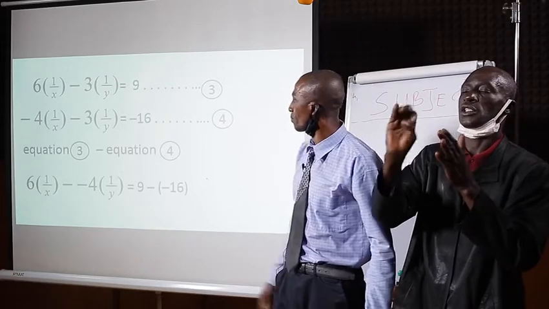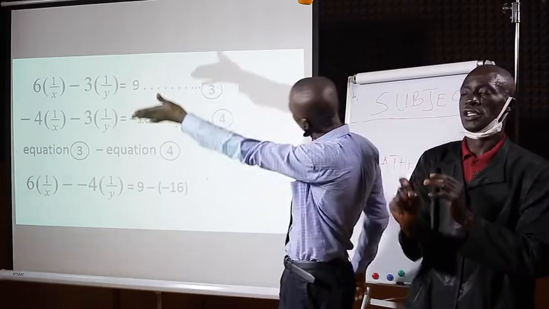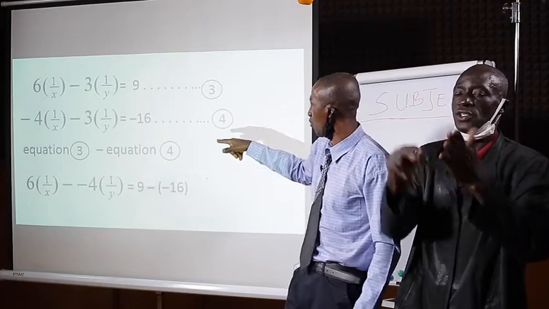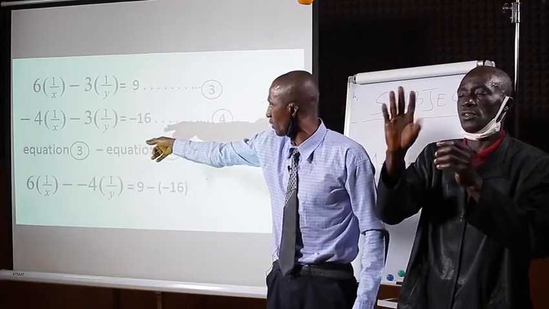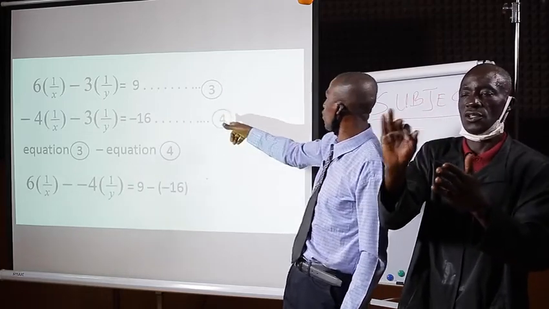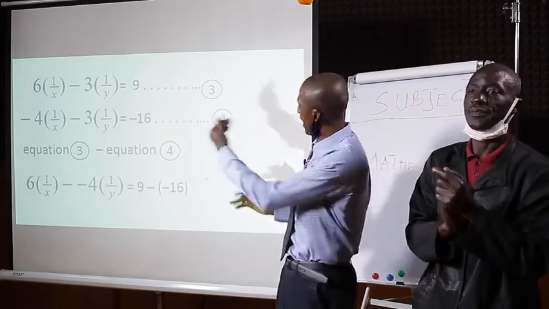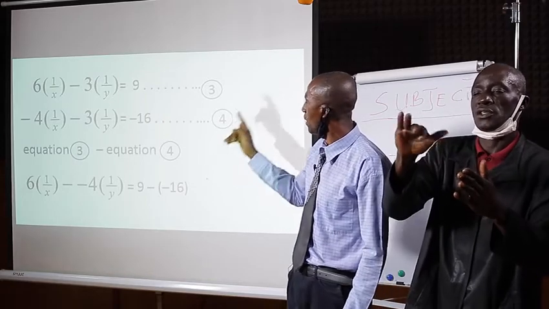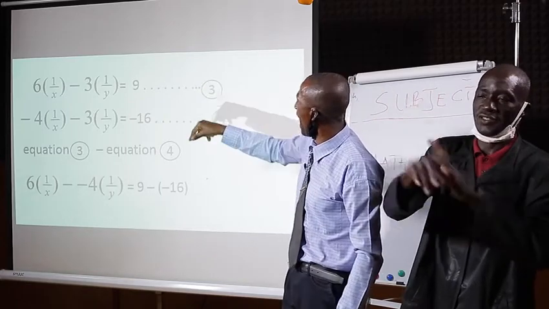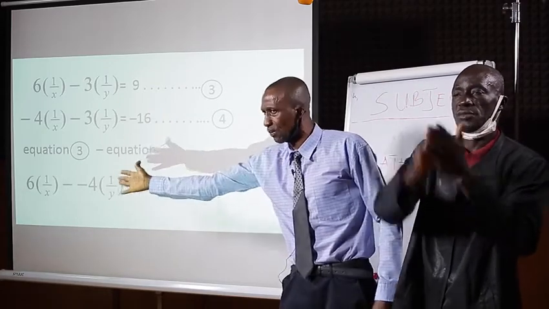What is my equation 3? 6 into 1 over x, that is the first term there. Then minus, look at the first minus there, it stands for equation 3 minus equation 4. Then the second minus is representing the coefficient of 1 over y in equation 4, which is minus 3. I repeat that for better understanding. We are subtracting the equations, that is equation 3 minus equation 4. So the first term is 6 into 1 over x, minus, which represents equation 3 minus equation 4, the first minus there.